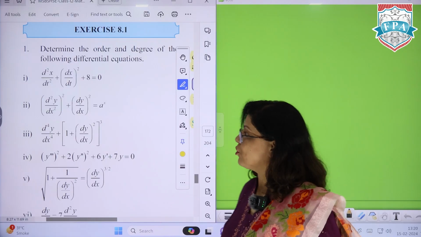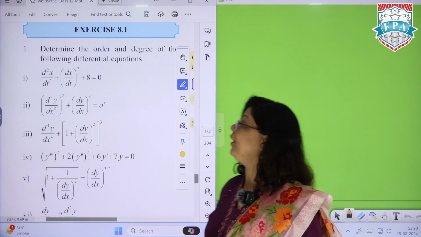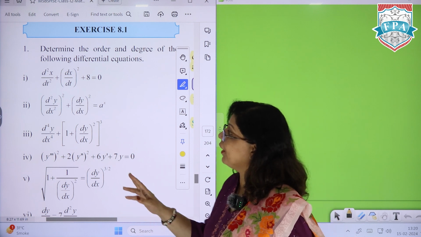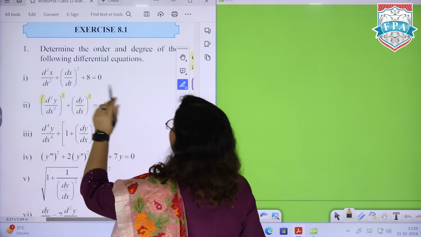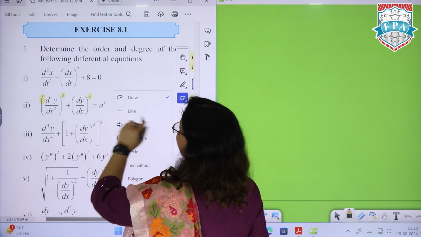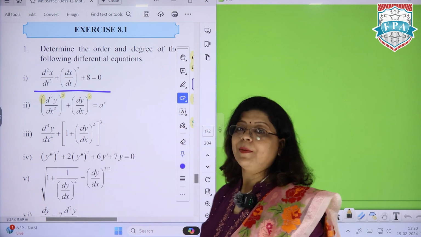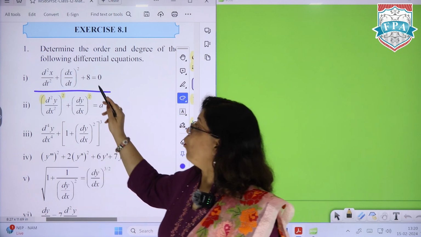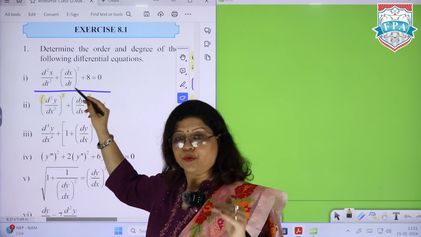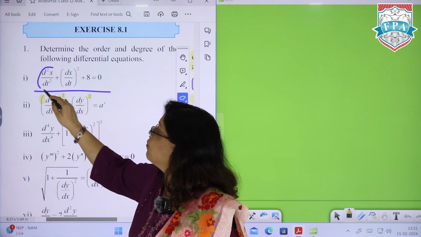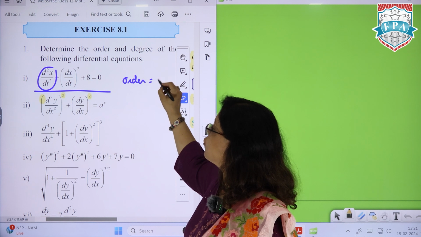Okay, now we'll start with the questions. The first one is from exercise 8.1, which is dealing with the order and degree. So here I can show you directly. Now in this question, the value over here is d2x by dt square, dx by dt whole square plus 8. Now as I said, order is the highest value till which you are actually differentiating. So order becomes 2 over here. So here you can easily get that the order of this equation is 2.